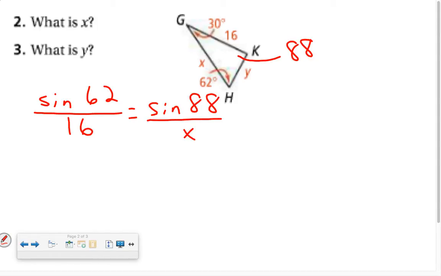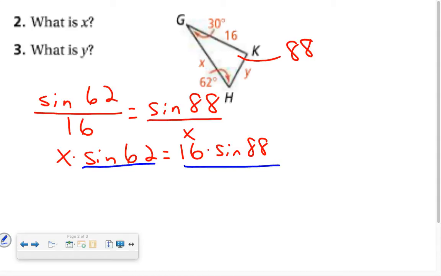And then it's just a proportion, so cross multiply to solve it. X times the sine of 62 equals 16 times the sine of 88. And in order to solve for x, I'm going to divide both sides by the sine of 62.